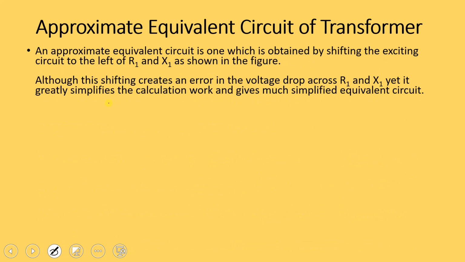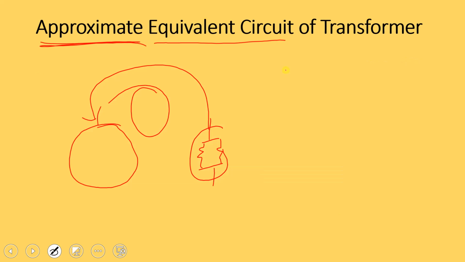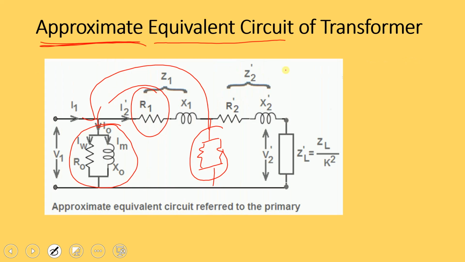An approximate equivalent circuit is one which is obtained by shifting the exciting circuit to the left of the R1 and X1 as shown in figure. As I have shown you in the figure, these are shifting, यहाँ पे होता है हमारा, but we are shifting it towards the right of R1, left of R1 and X1. We are shifting it here.